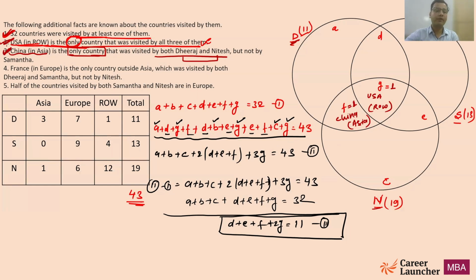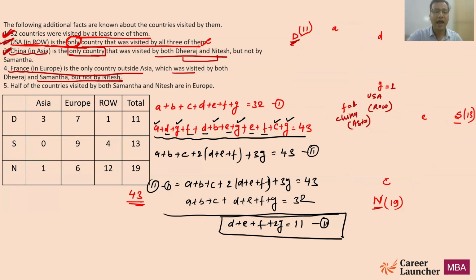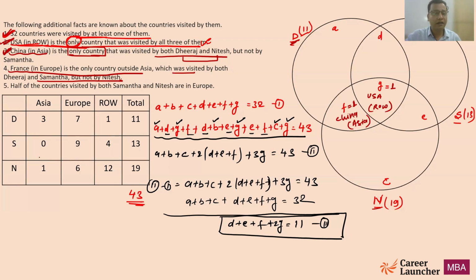Now look at the fourth statement. France in Europe is the only country outside Asia. So France is outside of here, which is in Europe, right? And it is also visited by both Dheeraj and Samantha, but not by Nitesh. And this country, France, if Samantha is visiting this place, this has to be outside of Asia, because we know Samantha has not visited any country in Asia.